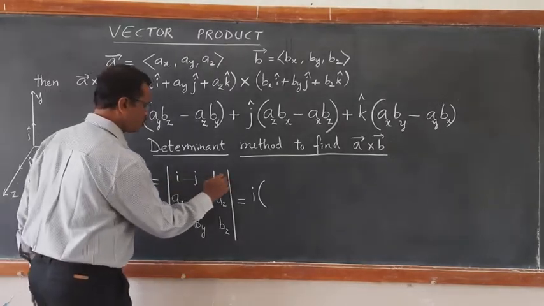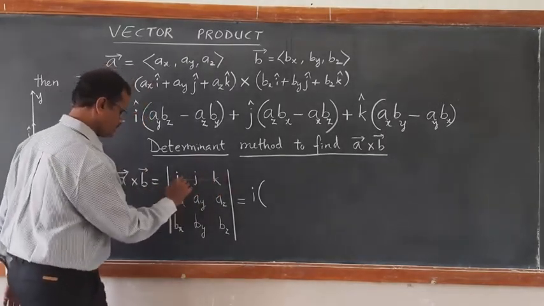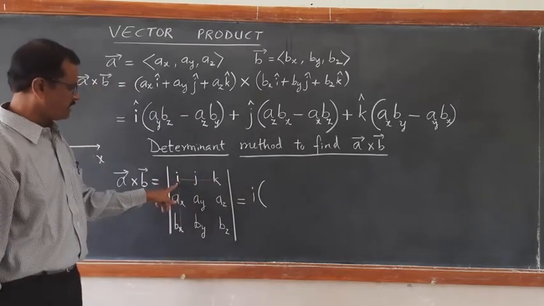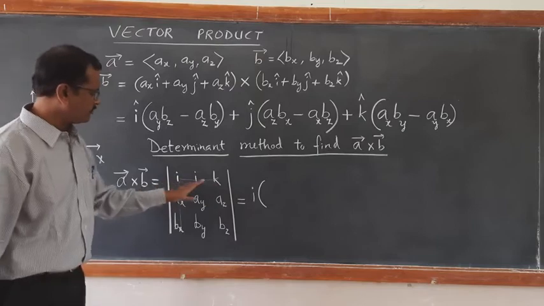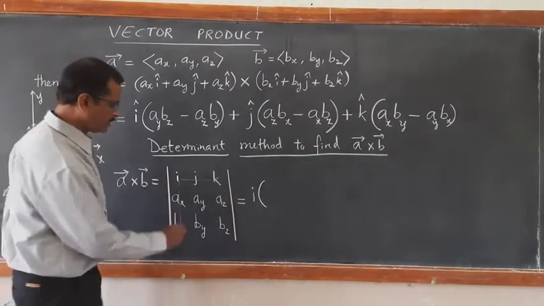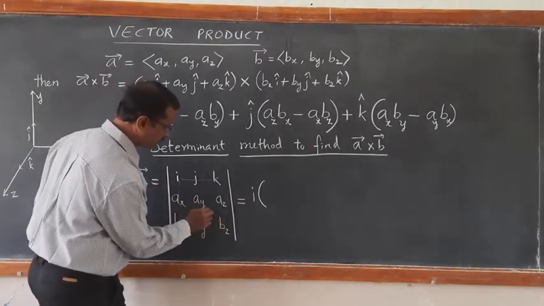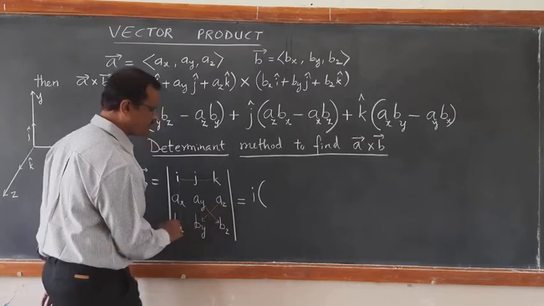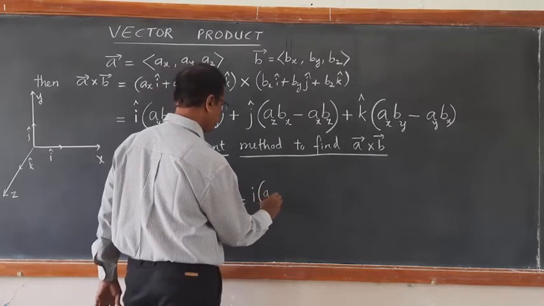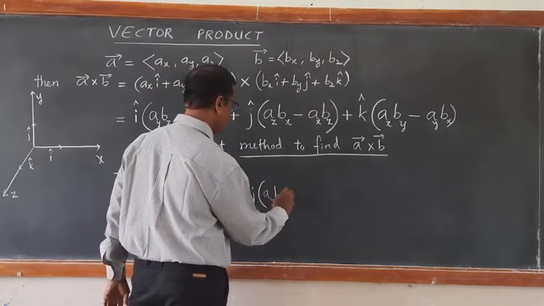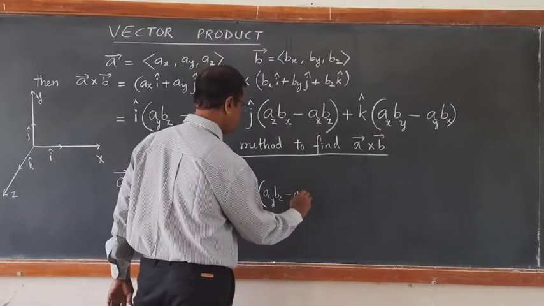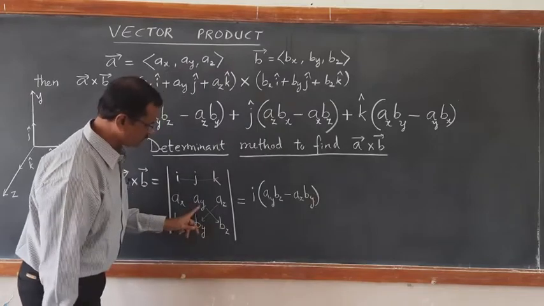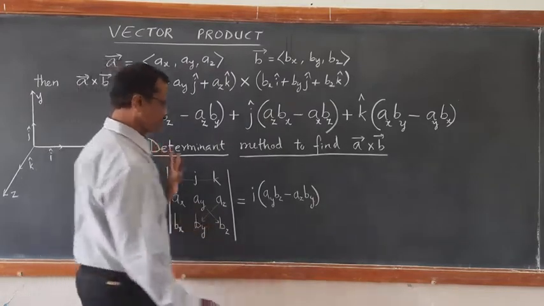This is called a row. This is called the first row, and this is called a column. So leave the first row, first column, because we are multiplying i with it. This is the method. Then you are left with Ay, Bz, the product, minus Az, By. You have to follow the order: Ay, Bz, the product, minus Az, By.